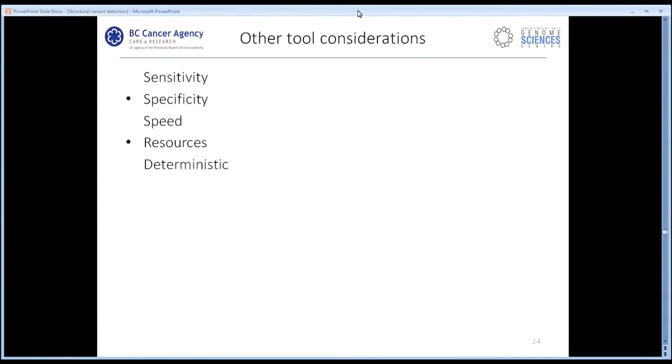Another important consideration is how deterministic is the tool. You would hope that running the same tool with the same input on different days would give you exactly the same answer. But for example, we know that assemblies are not quite deterministic. They are a bit stochastic in their output. So we could find that if we changed our assembly input, we might get slightly different analysis results. But knowing this helps us with our analysis.